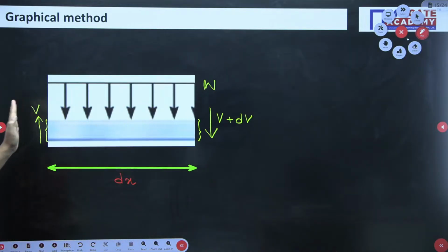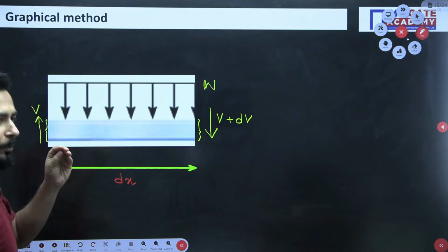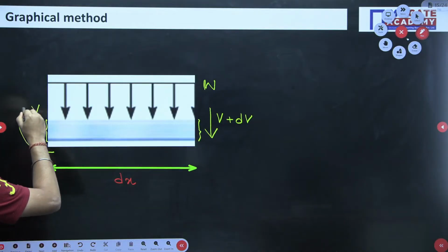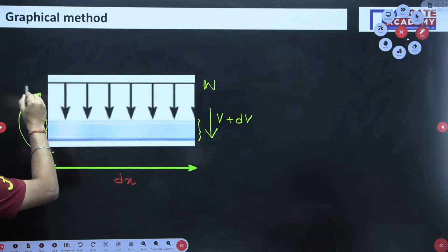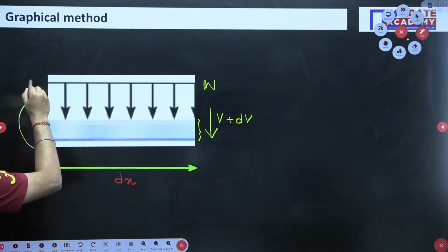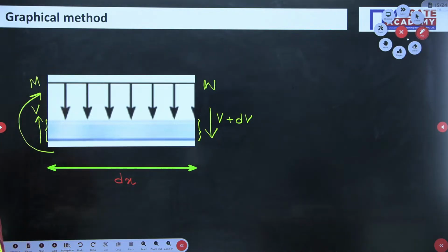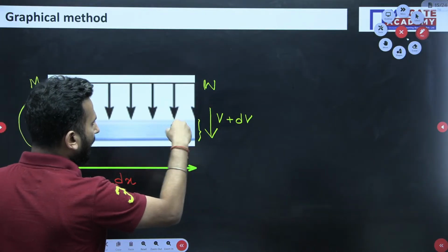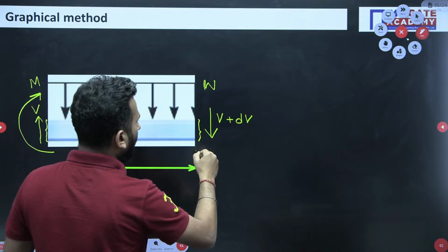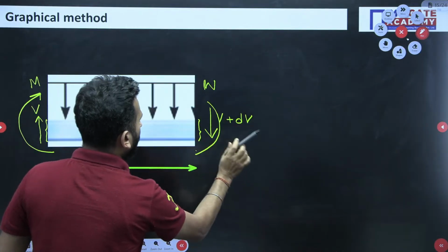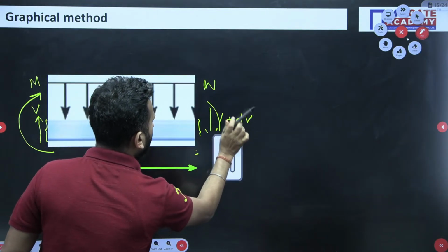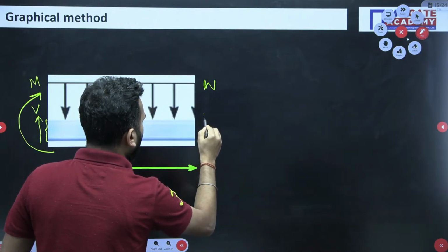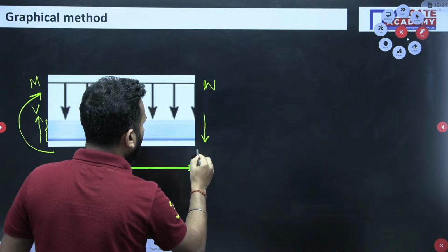Similarly, on the left hand part of the beam I am assuming a moment is also there. On this face the moment is acting in the anti-clockwise direction, so if the entire system has to be in equilibrium, just a minute, so this is V plus dV.